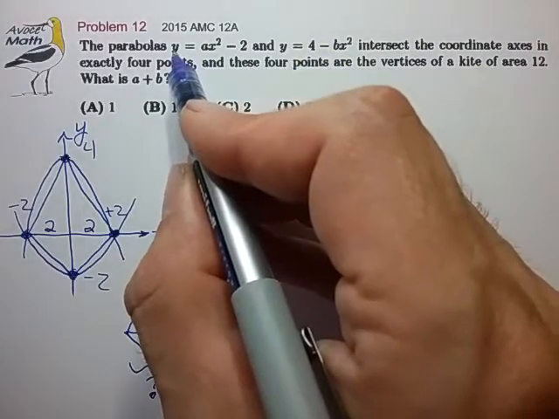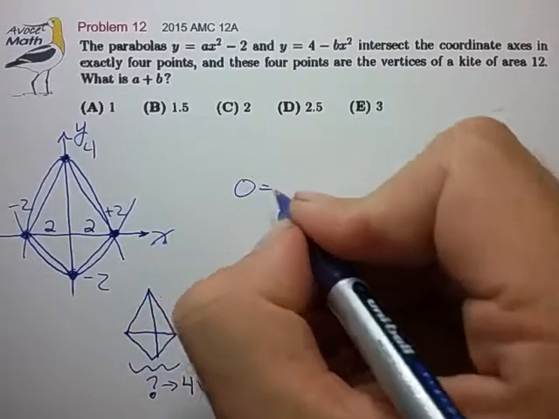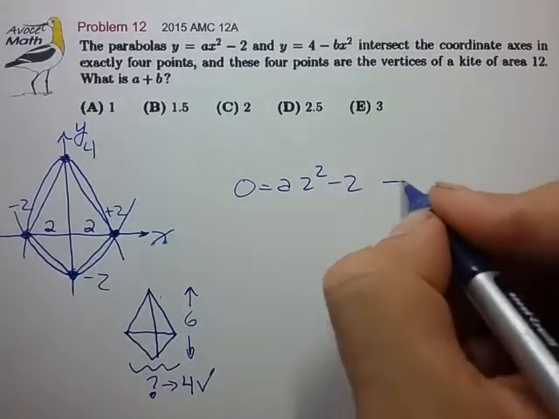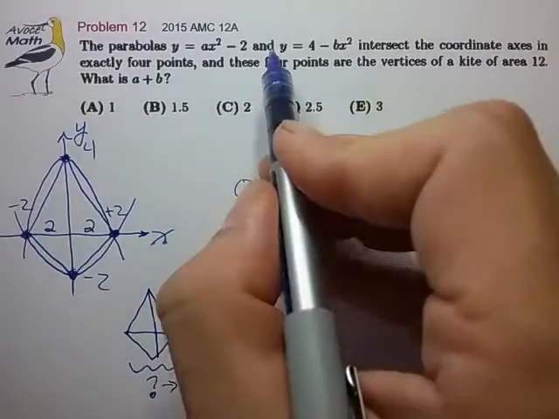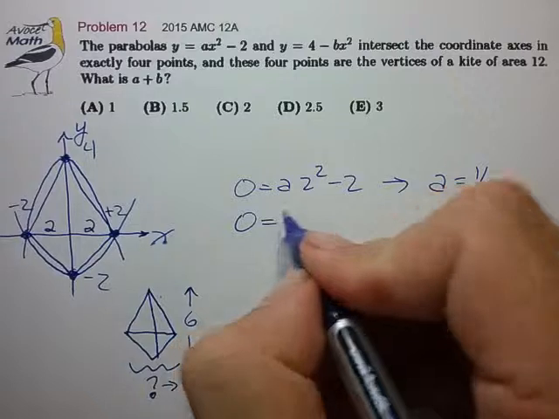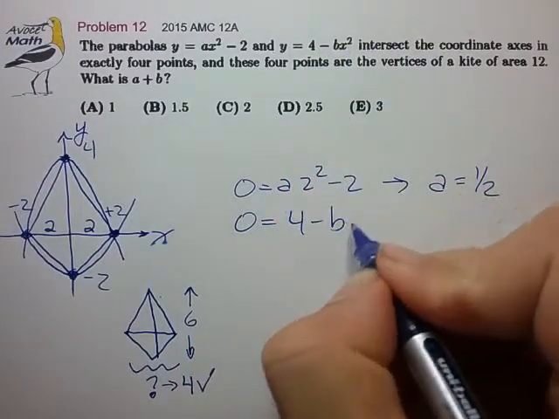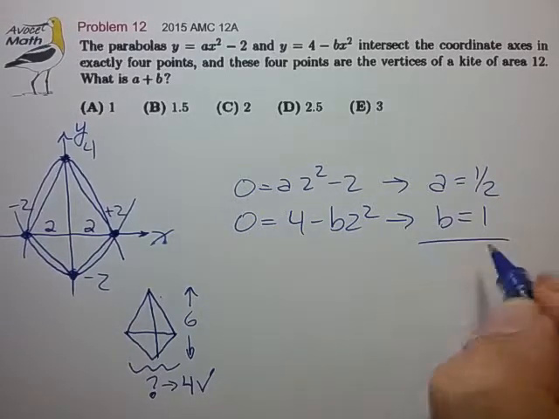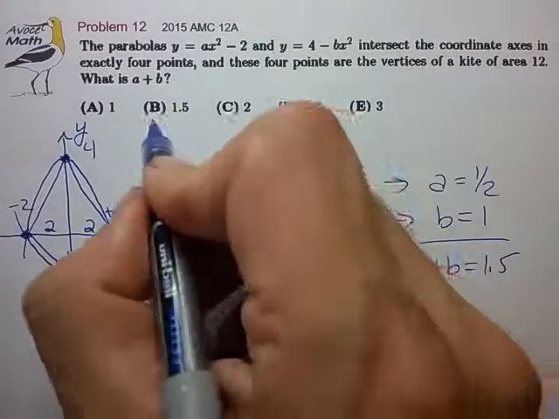In the first equation, with y equals 0 and x equals 2, we end up with 0 is equal to a times 2 squared minus 2. Working that out, we find that a is equal to a half. In the second equation, y is equal to 0, x is equal to 2, that's 4 minus b times 2 squared, from which we find that b is equal to 1, and the sum a plus b is equal to 1.5. And that's choice B.